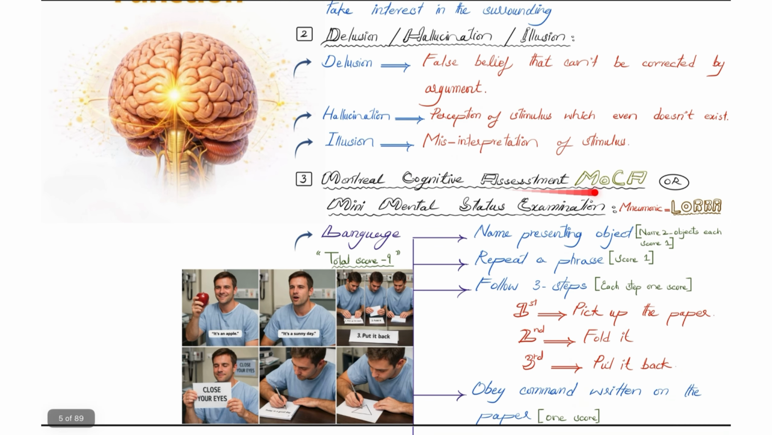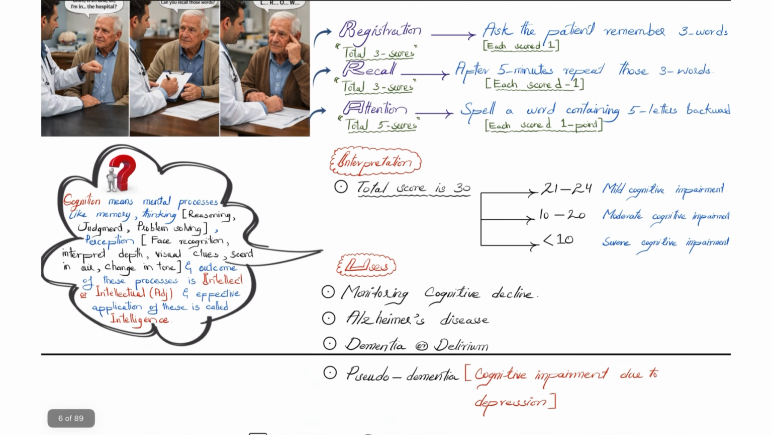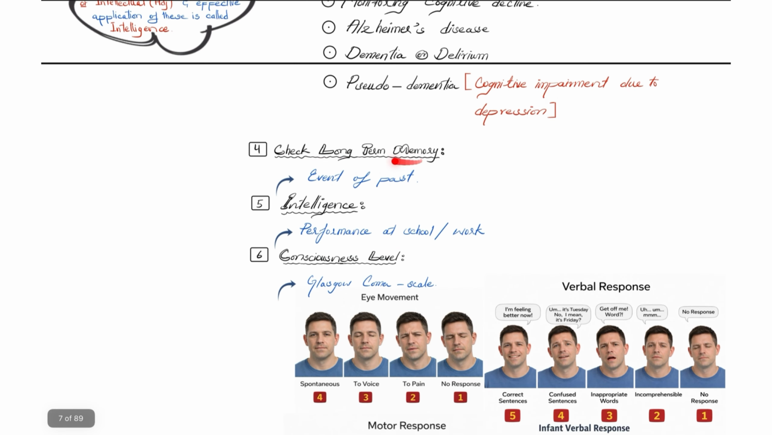Then we calculated the Montreal cognitive assessment score. Now it is time for us to check the long-term memory, like asking about any past event, and then check the intelligence of the patient by asking about his performance at school, at work, or in college or university. Then if the patient has presented to you unconscious, you need to calculate the Glasgow Coma Scale.